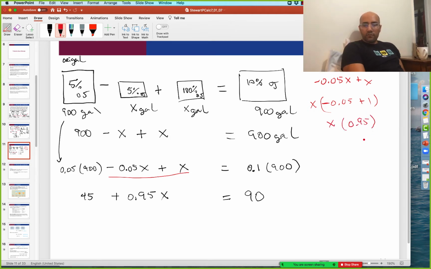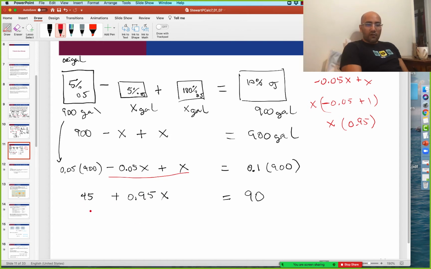0.95x. You know, sometimes it's easier to think of the concept rather than focusing on the actual arithmetic, because this is 5%. Right up here we have 100% OJ, positive 100% OJ, minus 5% OJ. Together they have to give you 95%.